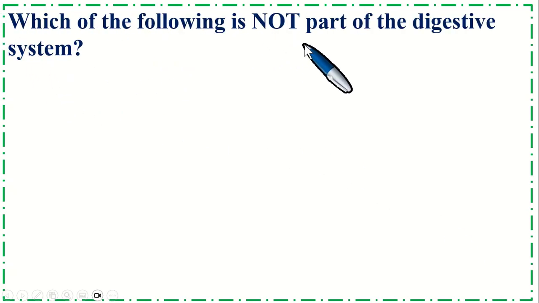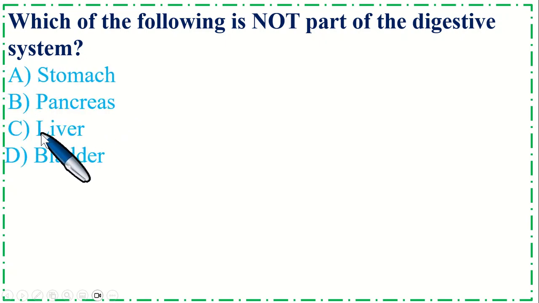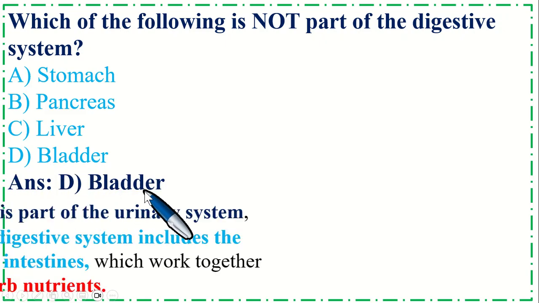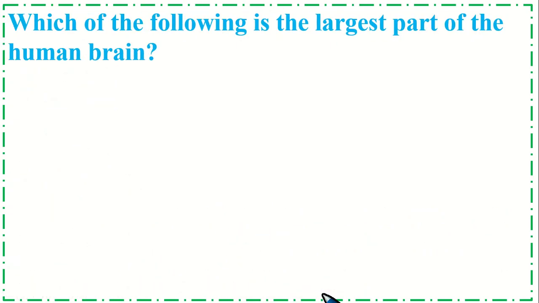Which of the following is not part of the digestive system? Option A, stomach. B, pancreas. C, liver. And option D, bladder. So the correct option is D, bladder. The bladder is a part of the urinary system, not the digestive system. The digestive system includes stomach, pancreas, liver and intestines, which work together to break down food and absorb nutrients. Dear students, this is very important MCQs.